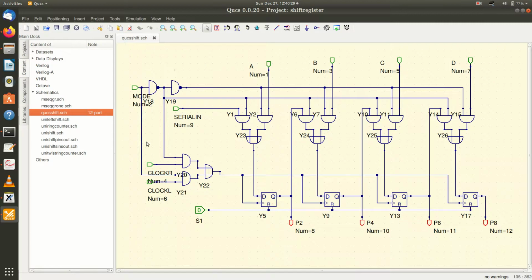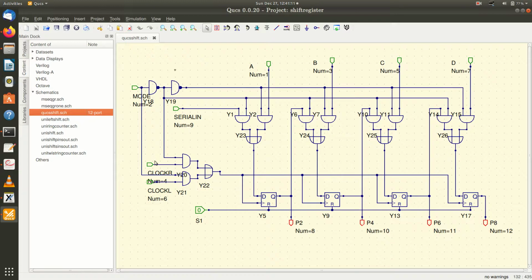If the mode is a 0, this 0 comes here, and this AND gate, which is the AND gate for clock left shifting, is disabled. So mode 0 is for right shifting. When mode equals 0, this point becomes high, and this AND gate is enabled. So this right shifting clock is enabled, and it passes through this OR gate and appears at the clock terminals. So here it's a 2:1 multiplexer.